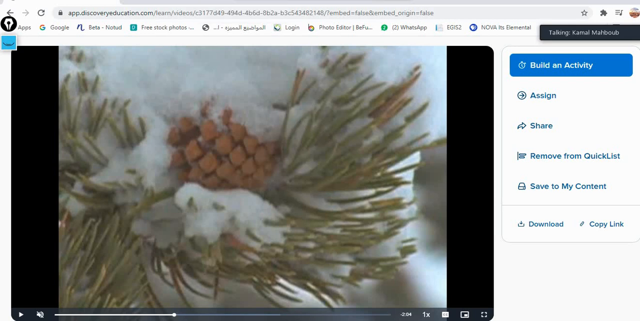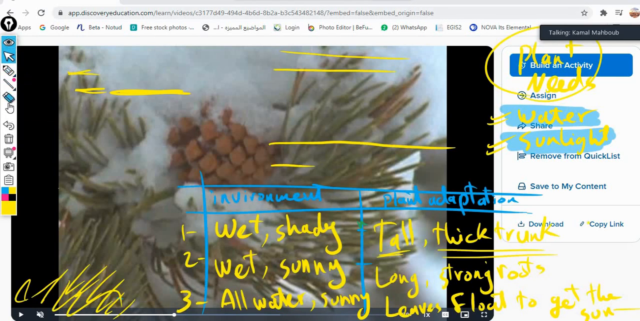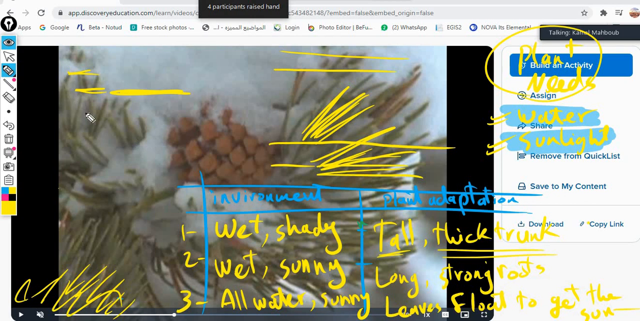And also we have needles here. Needles are something like spines. That is called needles, Shabab. Okay, now these are needles. Can you see that? Can you see these needles of the coniferous plants? All of that are needles.